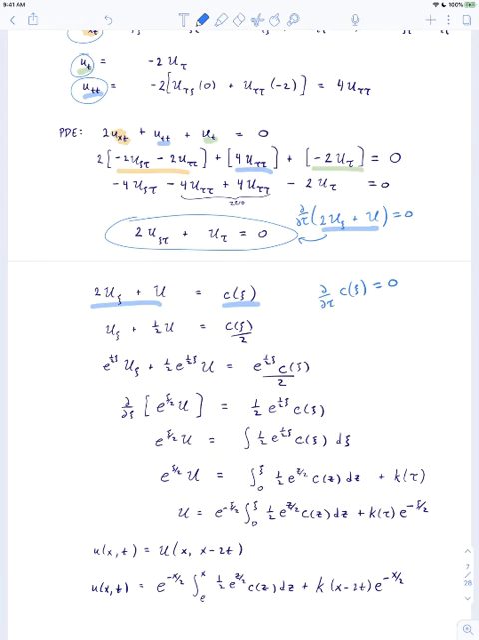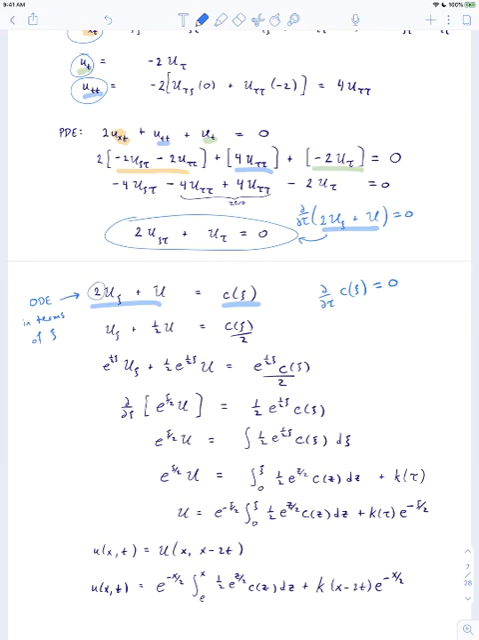This is basically an ordinary differential equation now. Ordinary in terms of xc. There are no tau derivatives here that we can see. So what we can do is we can use ODE methods. We can multiply by an integrating factor.